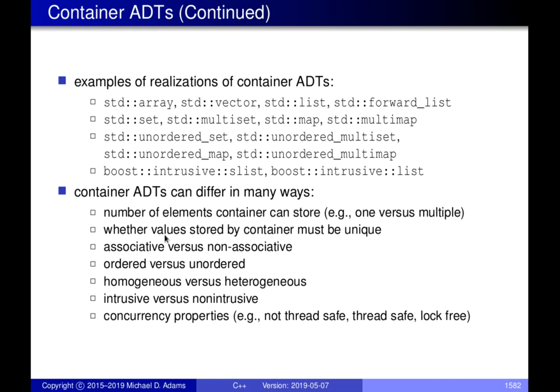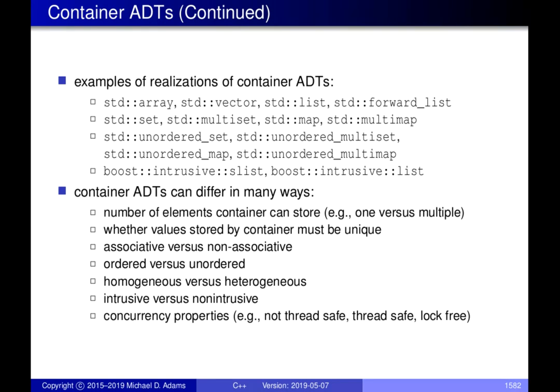Some types of containers, you can't put repeated values into the container. Other ones you can. Whether they're associative or non-associative, which I talked about before, ordered or unordered, homogeneous or heterogeneous. Intrusive versus non-intrusive. The difference here: if I'm a library writer and I'm providing access to some kind of container type and you're writing an application and using my container type, and my container is intrusive, then as the name suggests, it's intruding into your life in the sense that there's some aspects of what you do in your code that's necessary in order to be able to use my container. There might be some special data members that you have to put in your classes that you're going to put into the container for things to work.